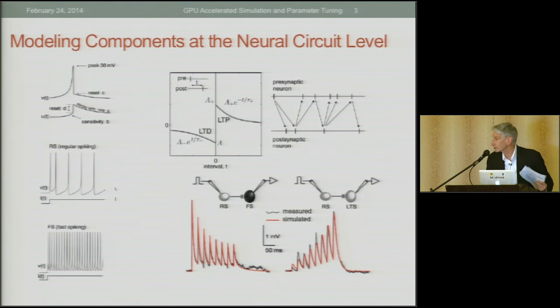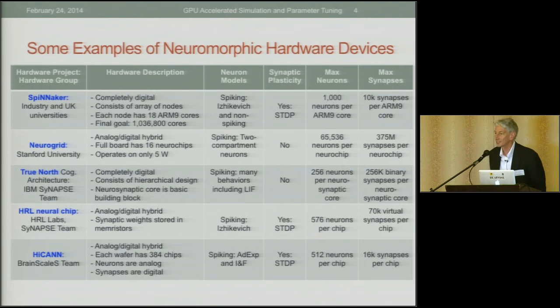This I'm sort of ashamed to put up because it's by no means exhaustive. These are a few of the neuromorphic hardware platforms out there. Looking at this busy table, they're all spiking. Some are digital, some are hybrid digital analog, some support plasticity, some don't. But the point is, there's a bunch of platforms out there.